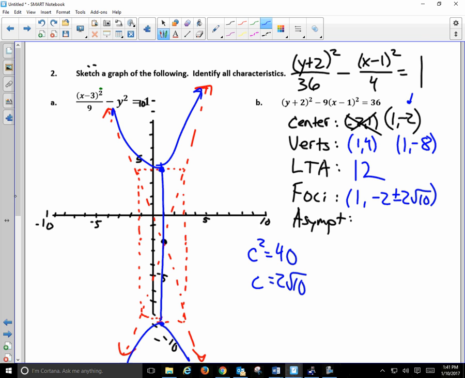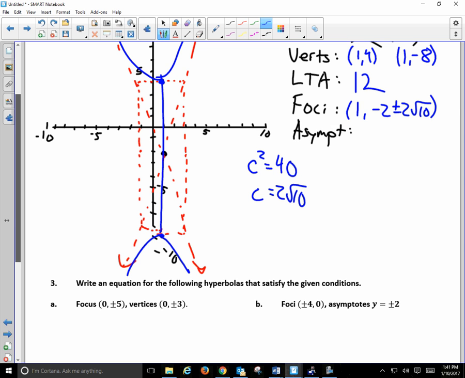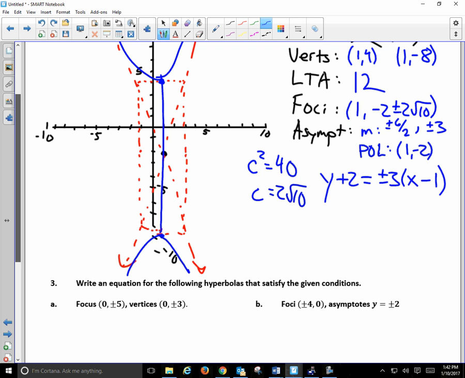Finally, what two things do I need for an asymptote? Slope and a point on the line. What is the point on the line? 1, negative 2. My center. As far as my slope, I find that by just looking at my box. What's the rise of my box? 6. What's the run? 2. So 6 over 2 is 3, so plus or minus 3 is going to be my slope. So as I write my equation, I have y plus 2 is equal to plus or minus 3 times x minus 1. And that's it.